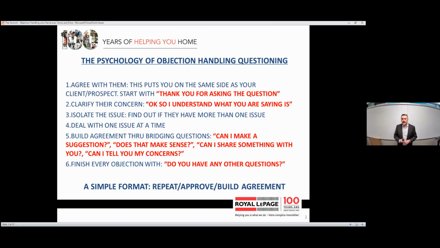Number five, build agreement with them through these bridging questions. So that's the A in the RAB formula. Can I make a suggestion? Does that make sense? And by the way, does that make sense is one of my most favorite dialogues that I learned probably in 1993 or 94. Does that make sense? Kind of clarifies their position when you're trying to explain something to them. You can make a fortune just using that dialogue as well.